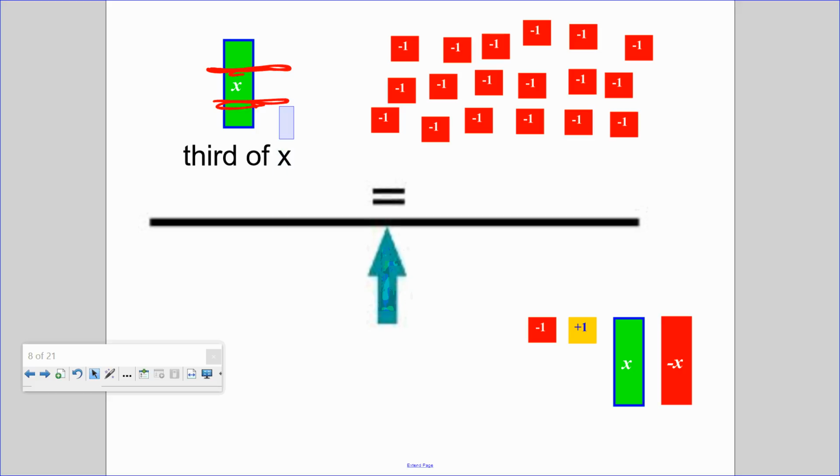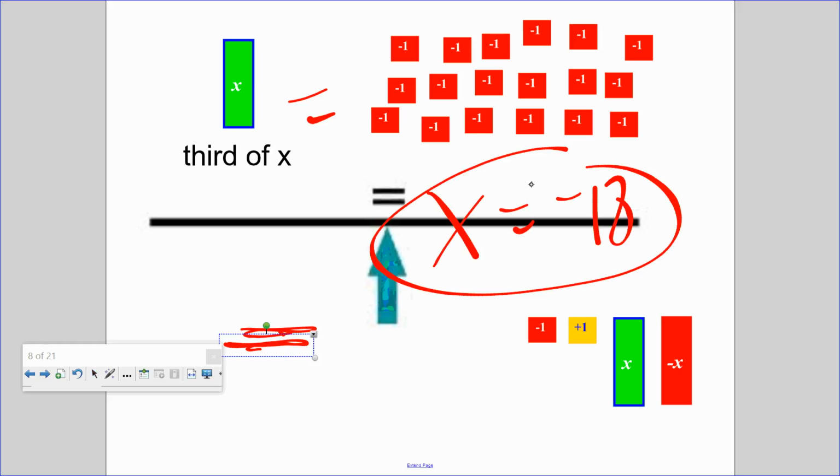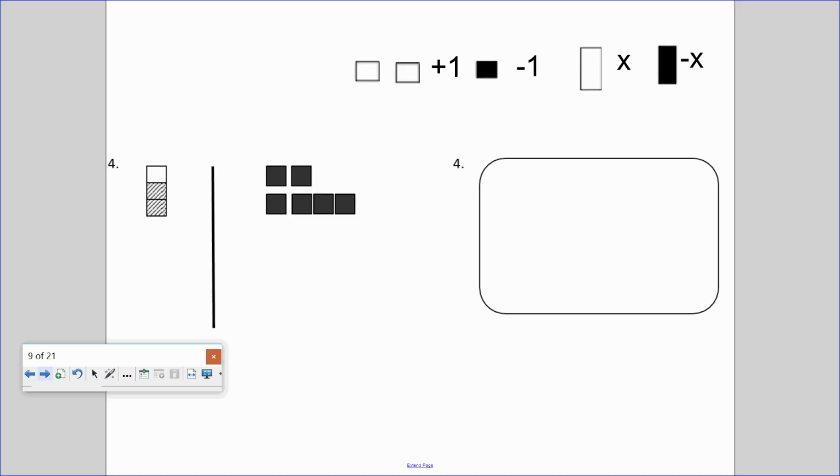Let's take away these lines. So x is equal to negative 18. So a third is negative 6. The other third is negative 6. The last third is negative 6. But the whole thing, x is equal to negative 18.